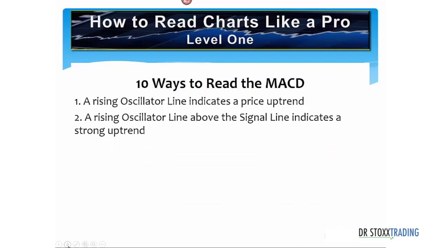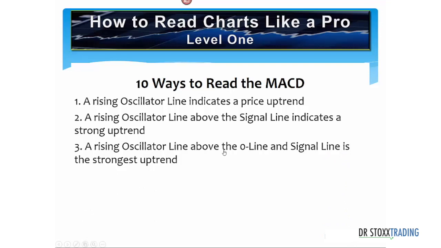So we can read these just as we do with moving averages. We can look at the slope, we can look at the crossovers, and thirdly, a rising oscillator line above the zero line and the signal line is the strongest uptrend. So we can use the MACD indicator off to the far right edge to determine the current trend of the stock or ETF or index and how strong a trend is. You have 3 grades of trend strength. We would probably call this, I don't know, moderate, strong, and very strong in terms of its trend strength.